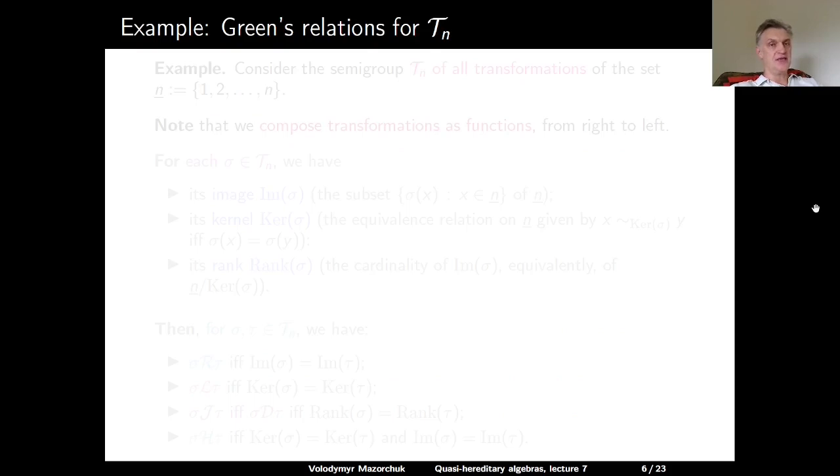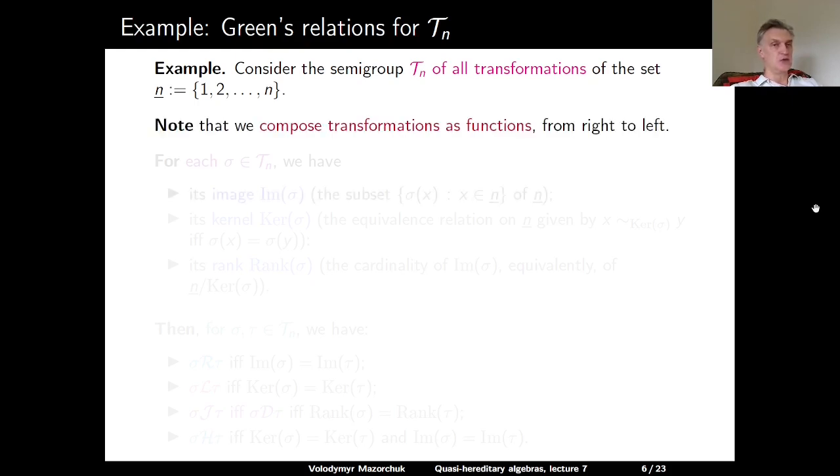Let us look at a more detailed example. Let's look at Green's relations for the semigroup Tn of all transformations of the finite set n underlined, which consists of all elements 1, 2, 3, and so on up to n. Let us also note that we compose transformations as functions, that is, from right to left.